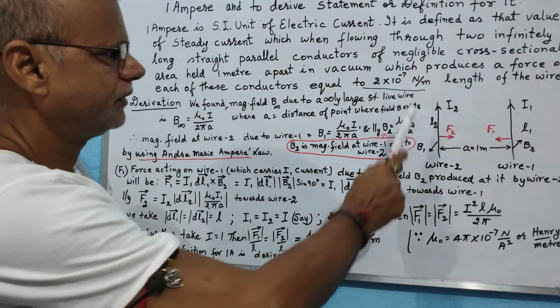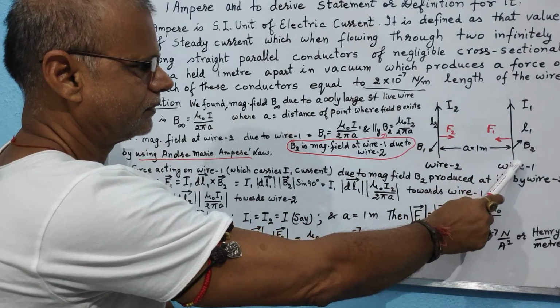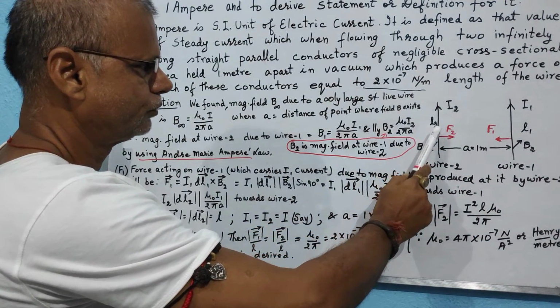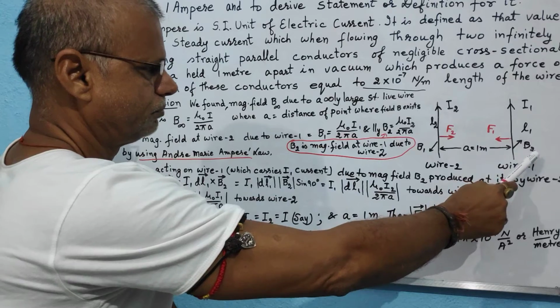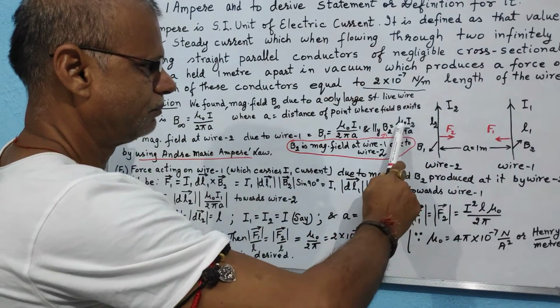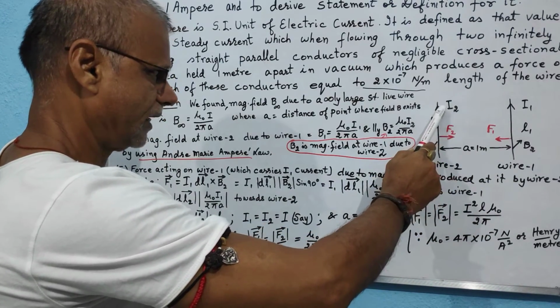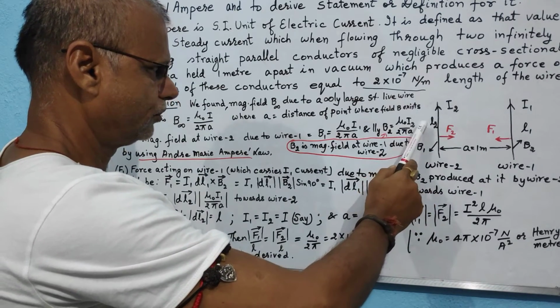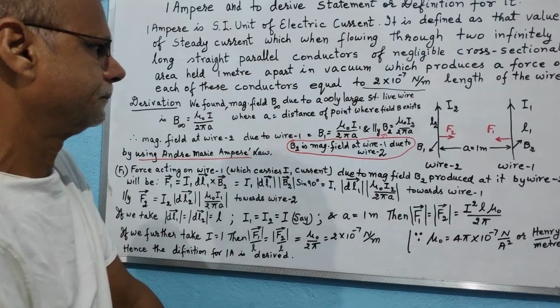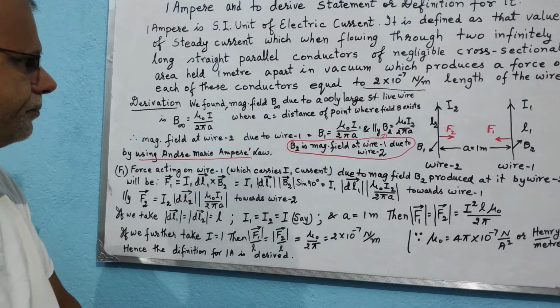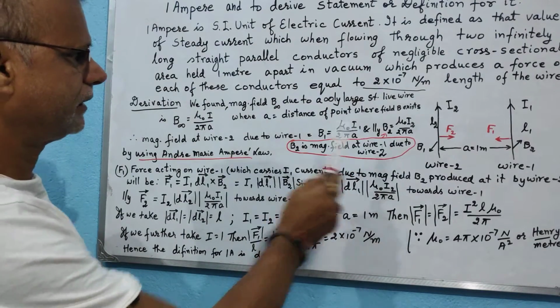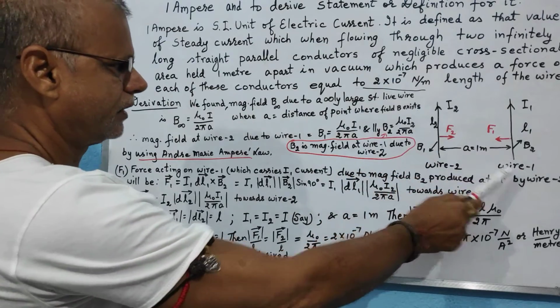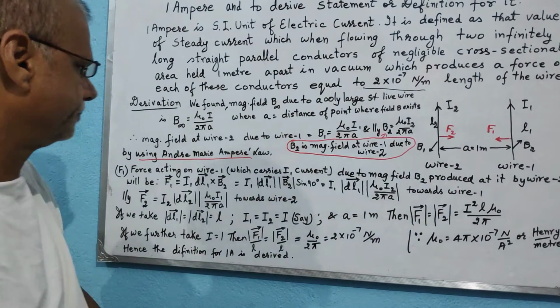Similarly, the magnetic field at wire 1 due to wire 2 is B2, which will be given by mu 0, with I2 current flowing through wire 2. So mu 0 I2 by 2 pi a. This B2 is the magnetic field at wire 1 due to wire 2.